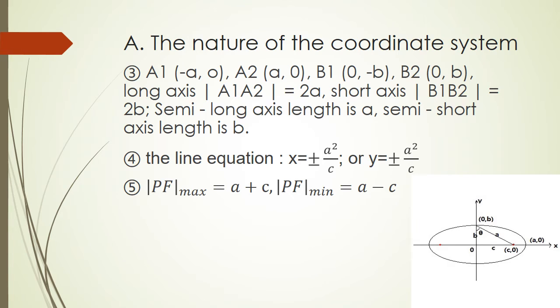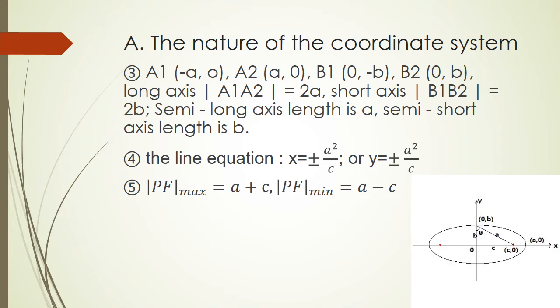Number 3, vertices. A1 is (-a, 0), A2 is (a, 0), B1 is (0, -b), B2 is (0, b). Long axis: the length of A1A2 equals 2a. Short axis: the length of B1B2 equals 2b. The semi-long axis length is a, and the semi-short axis length is b.